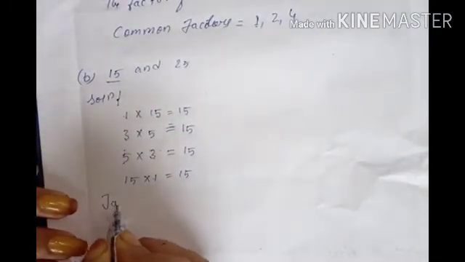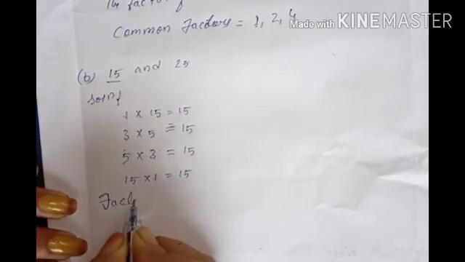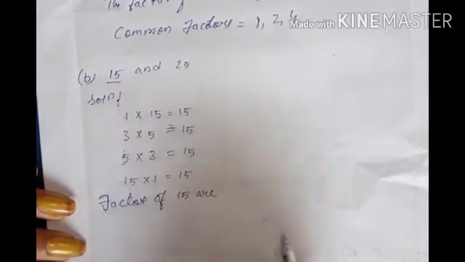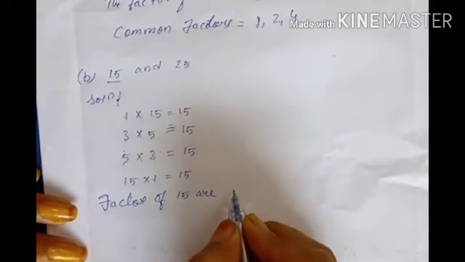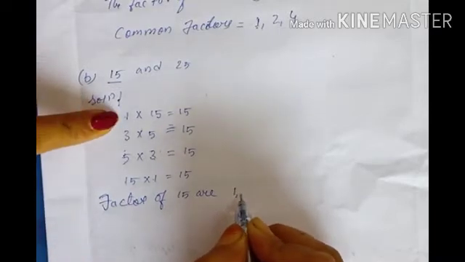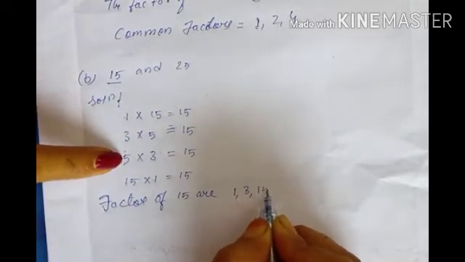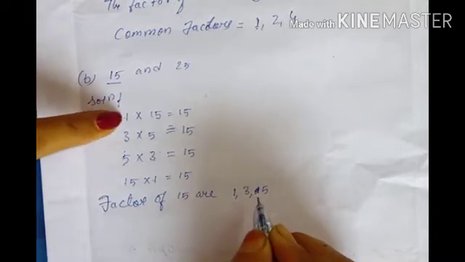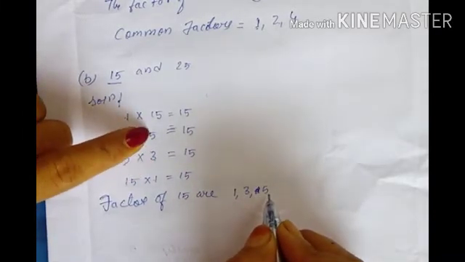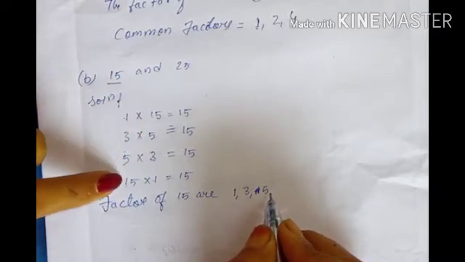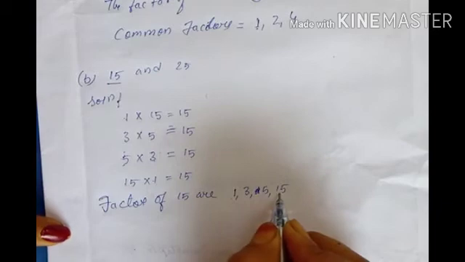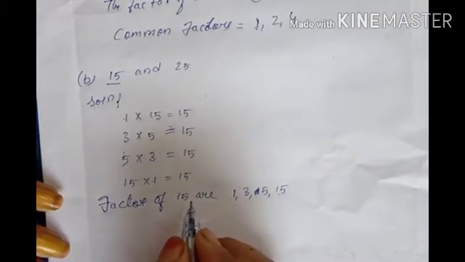Factors of 15 are, what are the factors of 15? You will get 1, then 3, then 5. Again 3 is already repeating. Now 15, you can see 15 from here also. 1, 3, 5, 15, these are the factors of 15. Now next number, what is given?